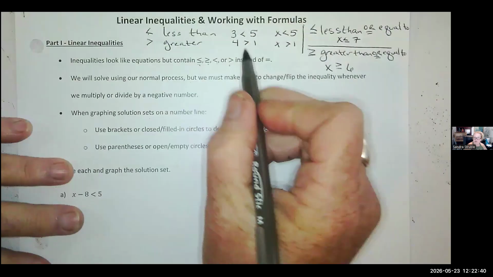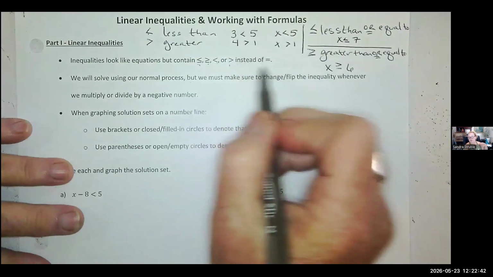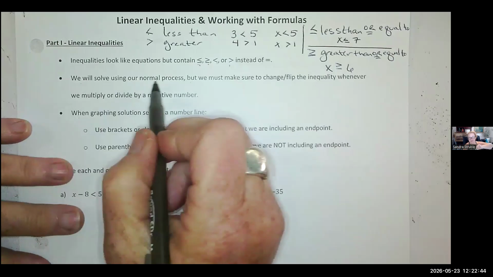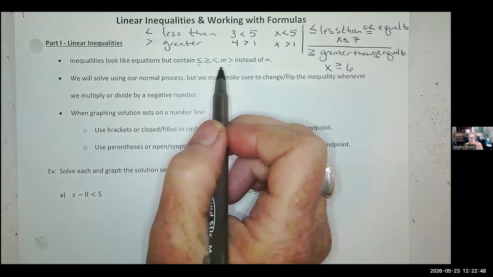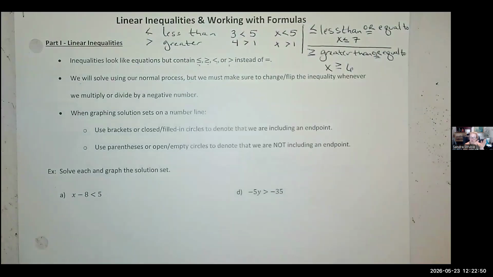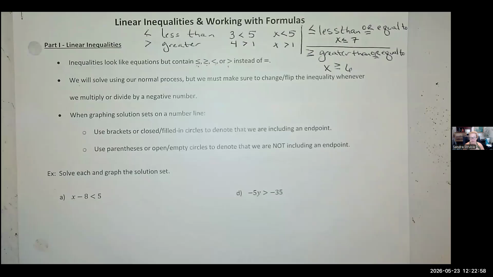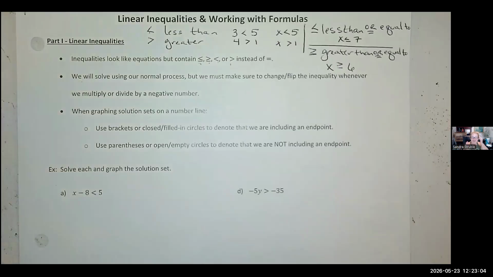We are going to solve using our normal process, but I'll show you as we get to it that you change or flip the inequality when you multiply both sides or divide both sides by a negative number. We're going to have plenty of practice with that. When you're graphing your solution set, I know these are words you might not understand yet, but I promise I'll explain.